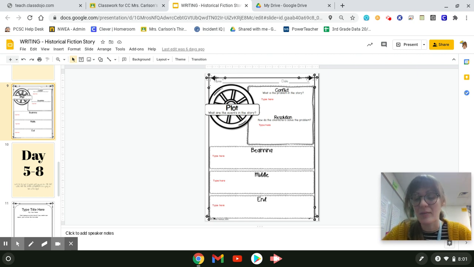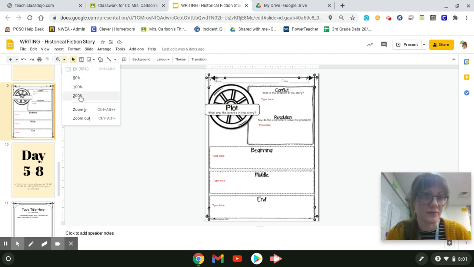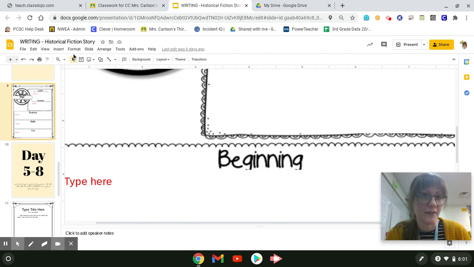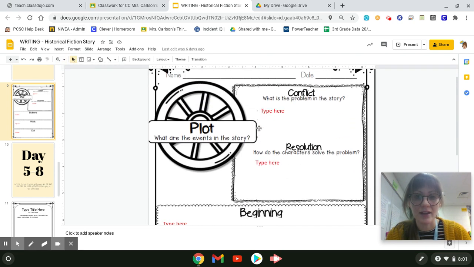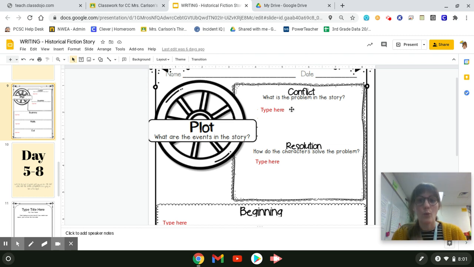So we're going to be coming up with what actually happens. What are the events in the story? So first here, I'm going to zoom in a little bit so that you can see a little bit better. Not that far. The first thing that you will be doing is typing in the conflict. What is the problem in the story?